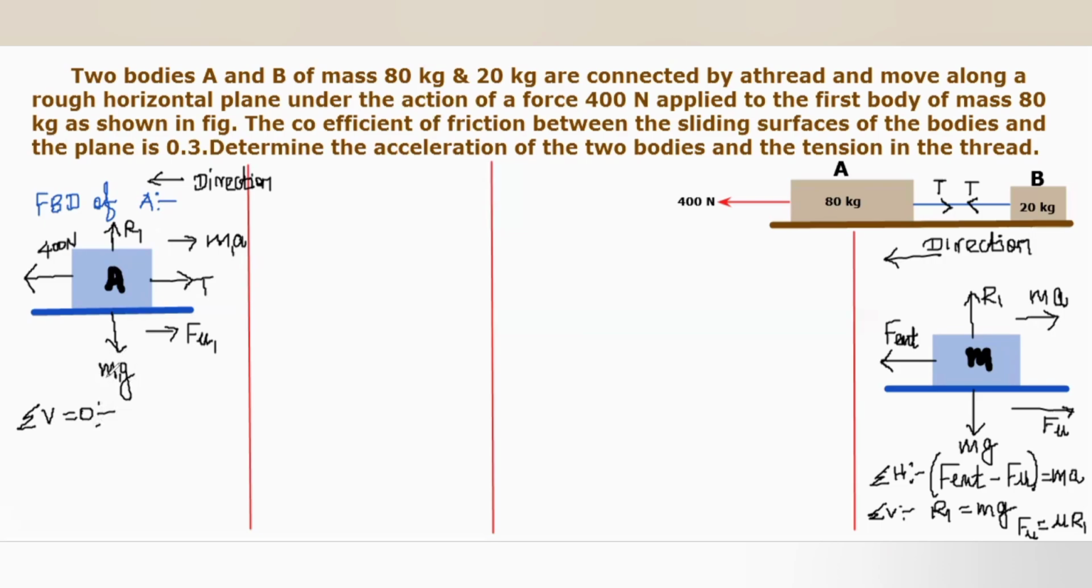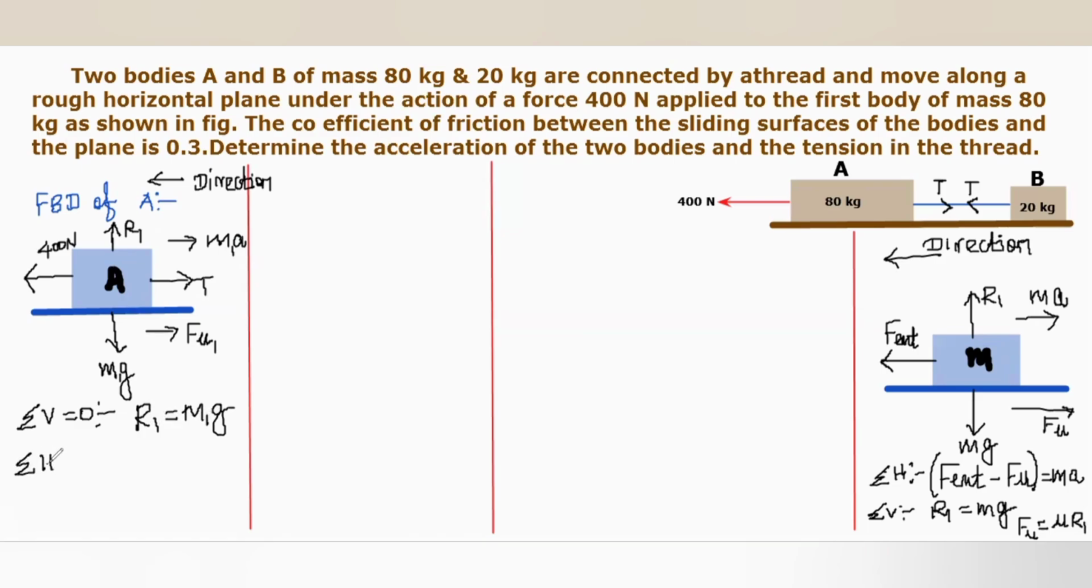Summation of vertical forces equal to 0. So here, what are all the vertical forces acting? M1G, that is acting downward. Then R1, that is acting upward. So we can write R1 equal to M1G.